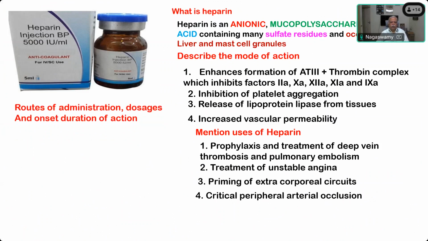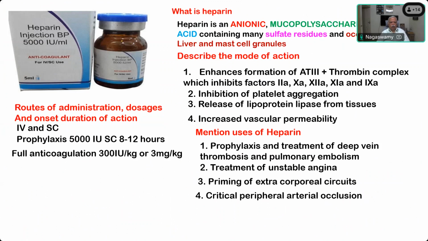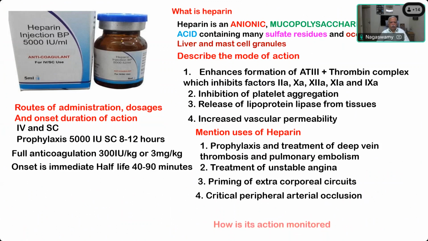Routes of administration, dosages, and the onset and duration of action. Route: subcutaneous and intravenous, IV and SC. Dosage: for prophylaxis 5,000 international units subcutaneous every 8 to 12 hours. Full anticoagulation 300 international units per kg or 3 milligram per kg IV. Onset time is immediate and half-life is 40 to 90 minutes.